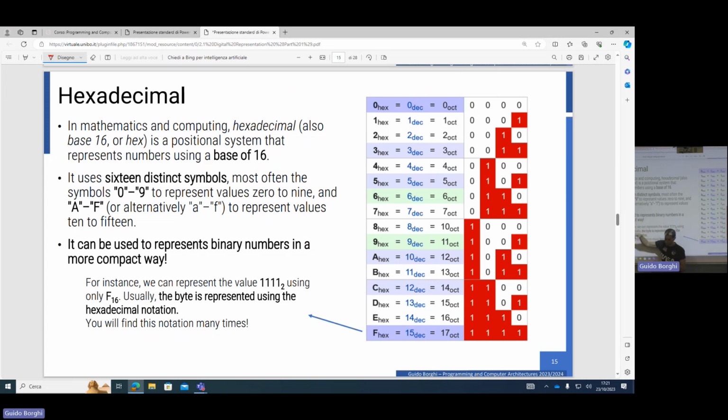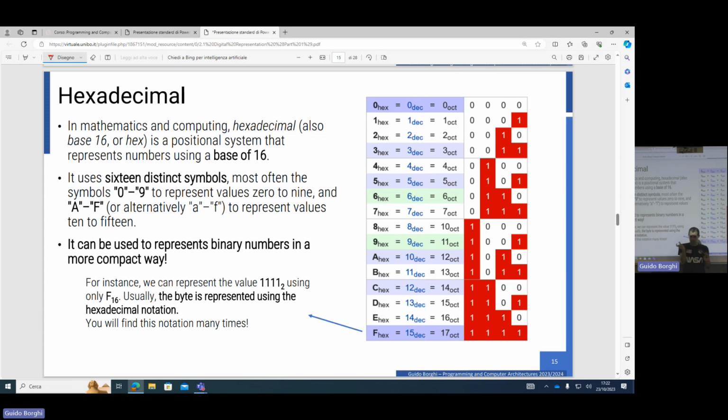And why have we introduced the hexadecimal representation? This is very important. We can use the hexadecimal representation to express binary numbers in a more compact way. Okay, it's very important to express binary numbers in a very compact way, and we are going to see how it's possible to do that in the following slides.